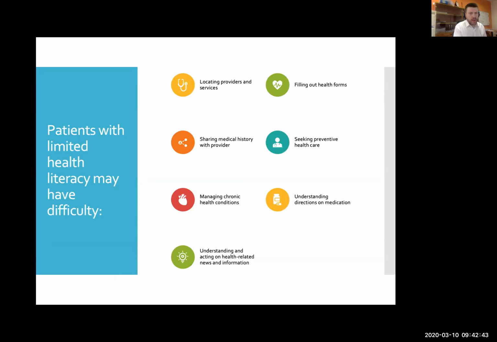Now, patients who have limited health literacy may have difficulties in locating providers and services. They don't know where to find them. They don't know how to read directions, for example. They don't know how to fill out health forms. So you cannot just give them a questionnaire to fill. They might not be able to do it. They cannot share medical history with the provider. They don't know how to. So imagine introducing a digital health record or an electronic health record.